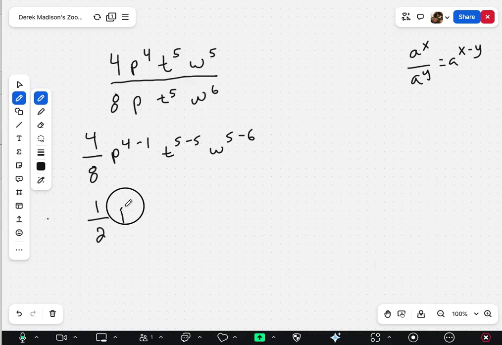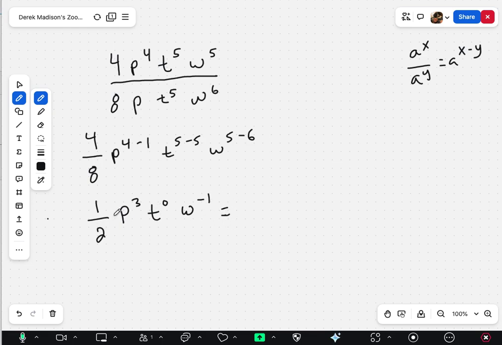4 minus 1, that's going to make p to the 3rd. 5 minus 5, that's going to make t to the 0, and I'll clean that up in just a second. And w, so that'd be 5 minus 6, so that would be w to the negative 1st. So using the subtraction property for division, that's where I get to.